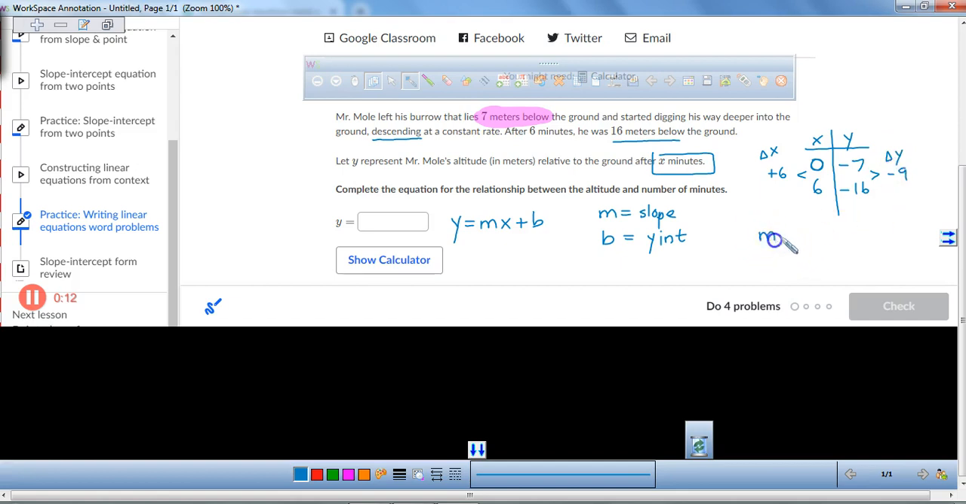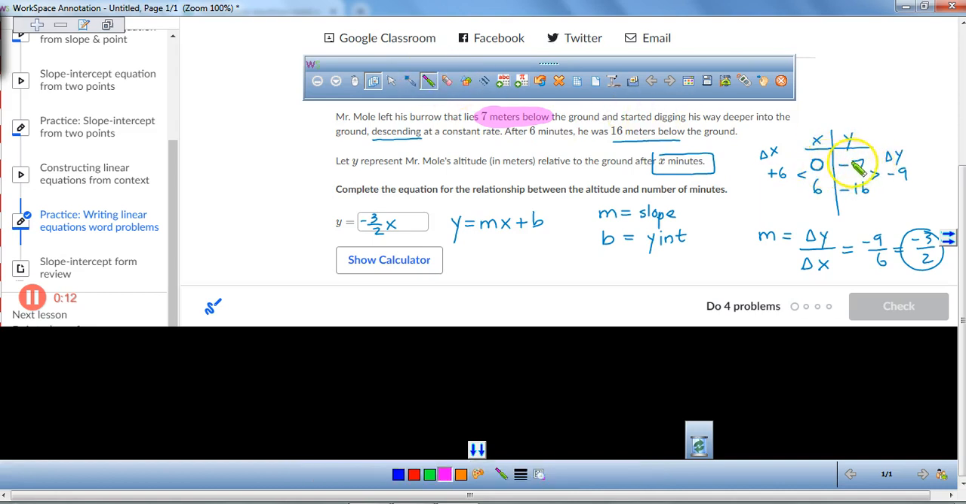So if you do this by hand, the slope would be the change in the y over the change in the x. So I'm going to put -9 over 6. Now that reduces to -3 over 2. So that's my slope. So right now I know my slope's going to be -3 over 2x. Now I've got to find my b value. Oh wait a second, that was easy. What's my y-intercept? -7, because at 0, you have to be able to identify your y-intercept. So there's my y-intercept right there.